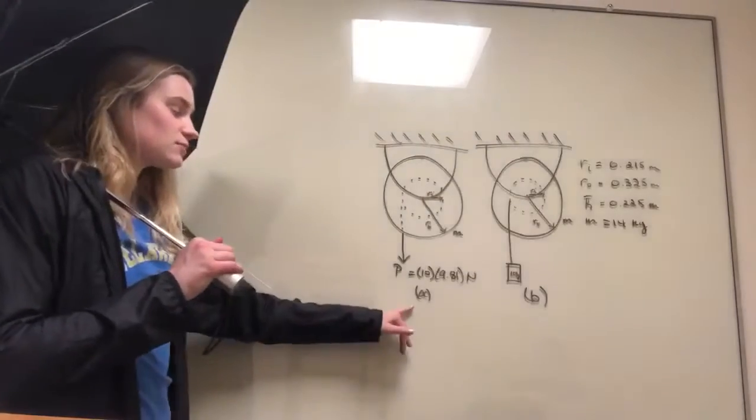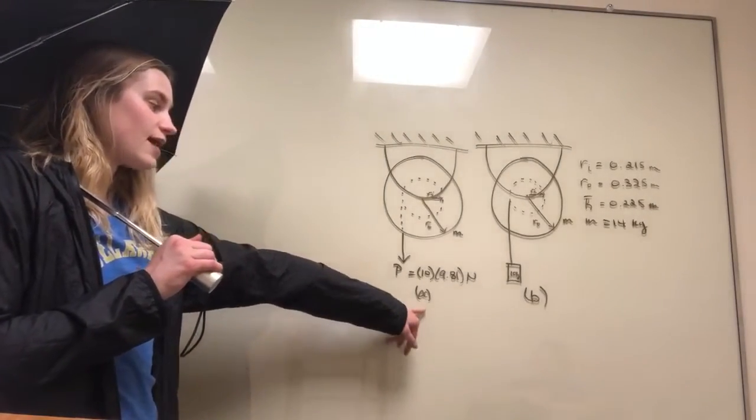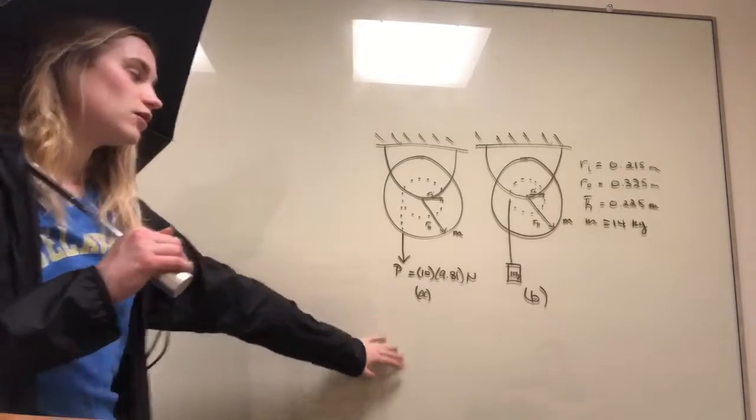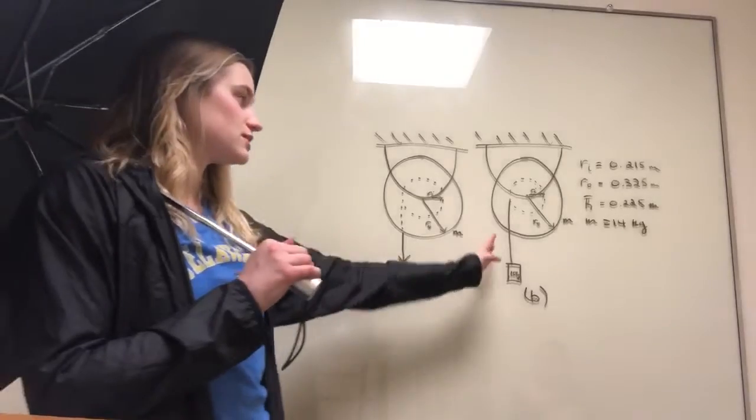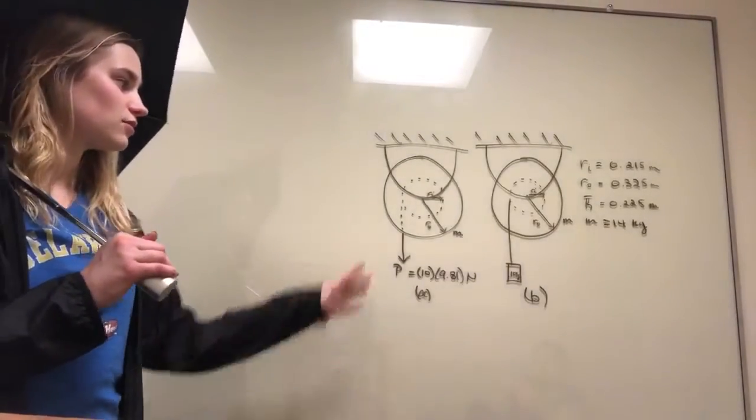What differs is that groove drum A has a force acting on it, while groove drum B has a mass hanging down on it, which results in a tension with this groove drum.